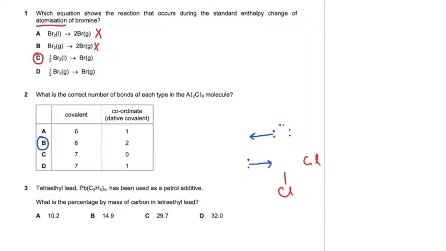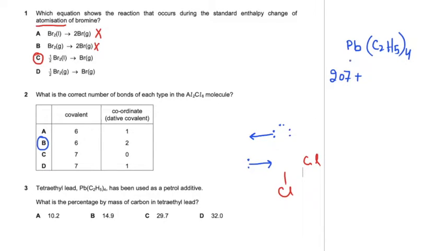So first of all, you have to find the formula mass. In tetraethyl lead, Pb(C2H5)4. What is the atomic mass of lead? 207. How many carbon atoms? 4 2s are 8. There are 8 carbon atoms, and each carbon atom has a mass of 12.